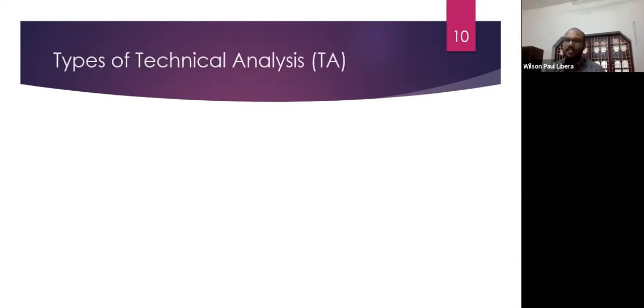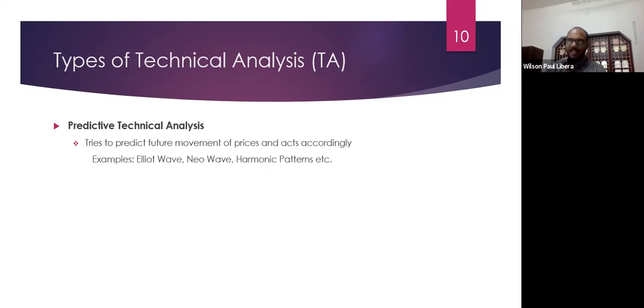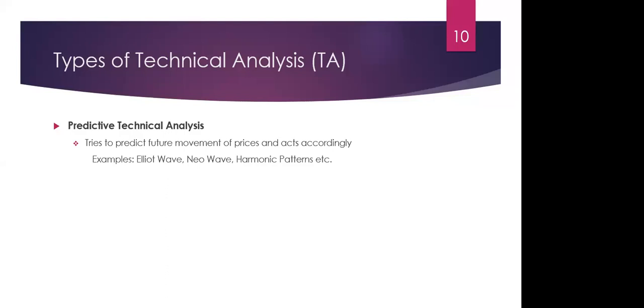Okay, so there are mainly two types of technical analysis, and the first type is predictive technical analysis. This tries to predict future movements. Every analysis is trying to predict only, but here they are not waiting for anything.